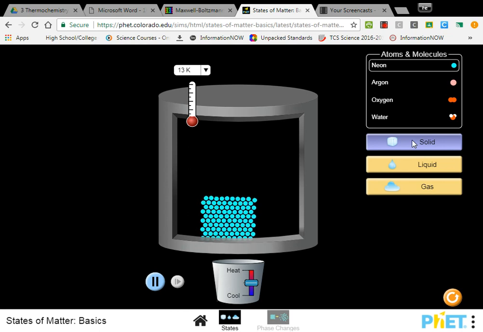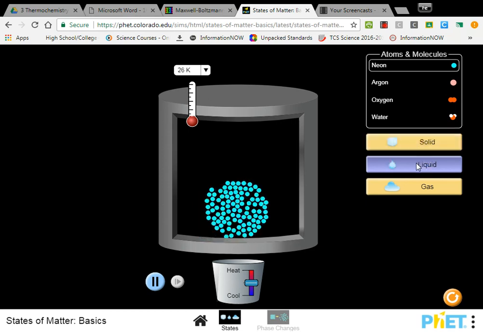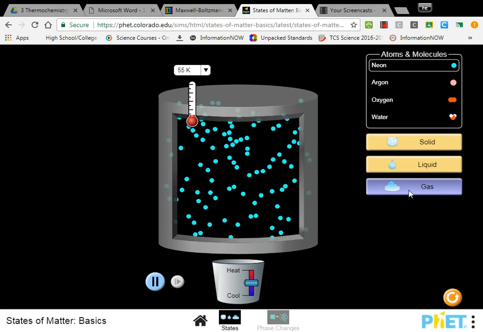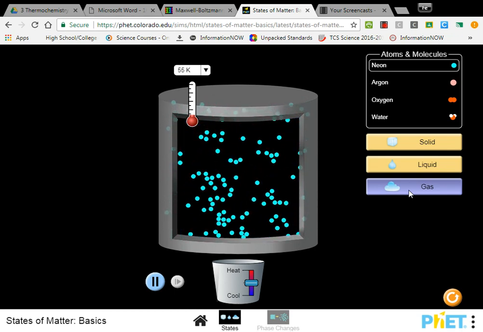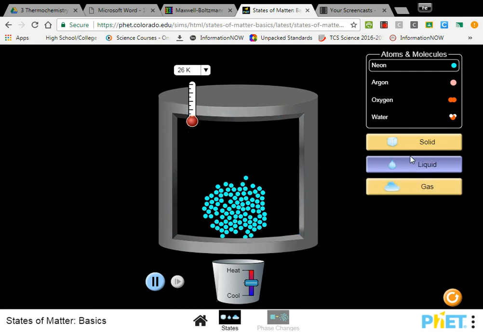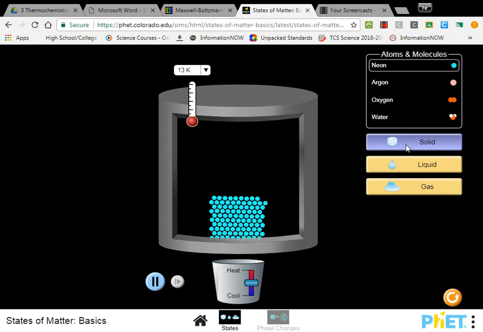So when you're predicting your sign for delta S, the first thing you look at in that reaction is the states of matter. If I'm going to a more energetic state of matter, then entropy will increase. It will be a positive delta S value. If I go to a lower energy state of matter, then my dispersal will decrease. Therefore, my entropy will decrease, and I will have a negative delta S sign.